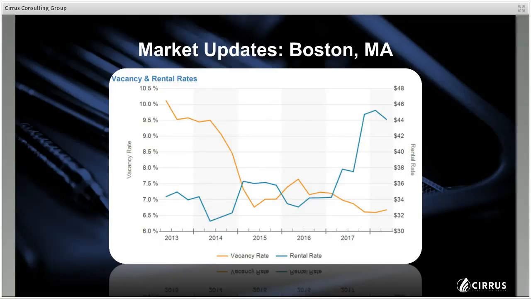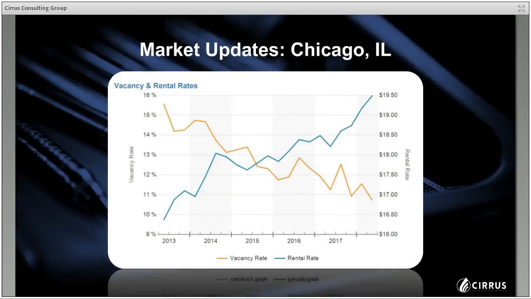As you can see on the right axis, the rental rates, as vacancy rates have been decreasing, have been trending upwards. In economics, when supply or when inventory decreases, prices tend to increase. And this is exactly what you're seeing in the market. And this is happening in most markets across the country. But as you'll see, in Boston, rental rates all in on an annual basis are trending at approximately $44 per square foot. And as mentioned, vacancy rates are trending near 6.5%.